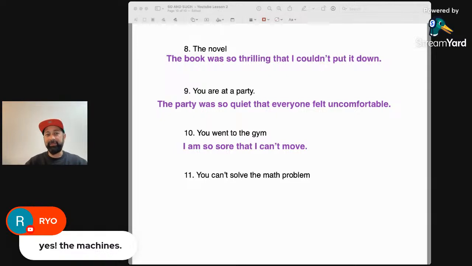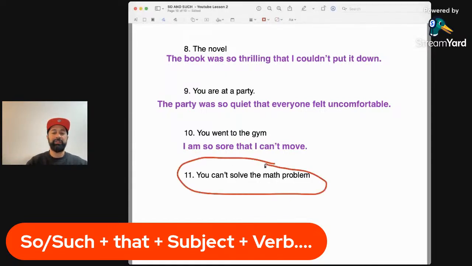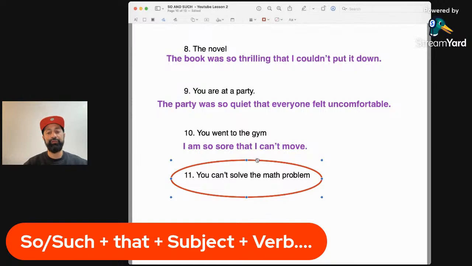Okay, so number 11, I'm going to leave for homework. I want everybody who is either watching live right now with me or who is watching on the replay, I want you to look at this situation. It says you cannot solve the math problem. I want you to make a sentence using so plus an adjective or such adjective noun, and then give me some extra information about that using that, and then a subject, and then a verb. Okay, so number 11 will be for homework. Put it into the comment section.